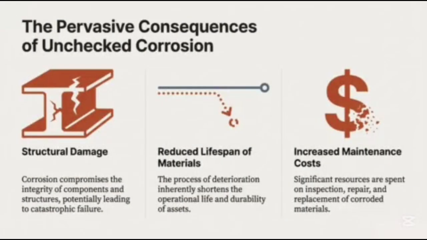And now we'll speak about the main harmful effects of corrosion. First one, structure damage. Corrosion affects structures, making them weak, brittle, and unable to withstand loads. Second one, reduced lifespan of materials. All materials have a limited lifespan, and when they become corroded, this lifespan will be greatly reduced.